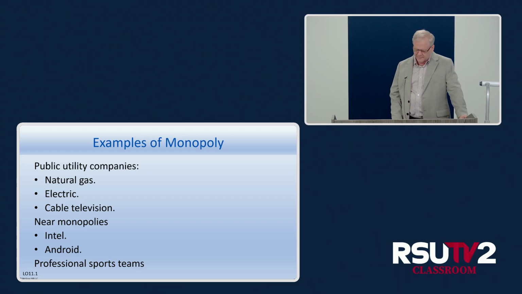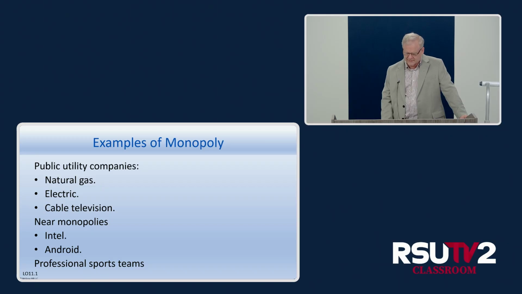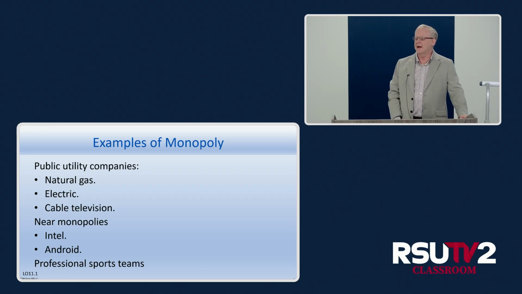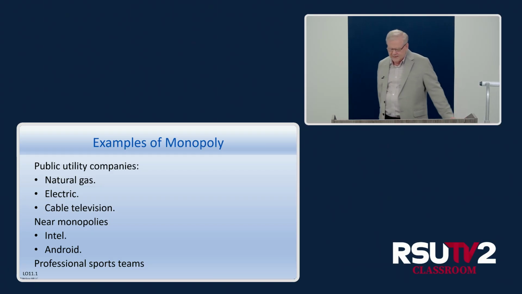Near monopolies. Intel, you know, makes computer chips and so forth. There, you may get NVIDIA and some of these companies that have rivals, but for the most part, they may claim 90% of the market share. I guess instead of Android, maybe iPhones and what have you. But professional sports teams also. Let me say something about this.